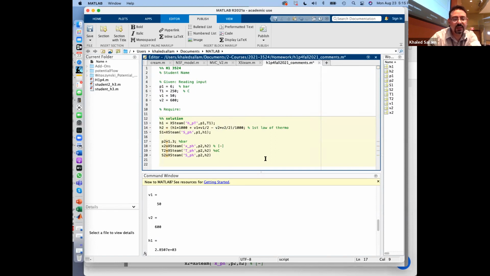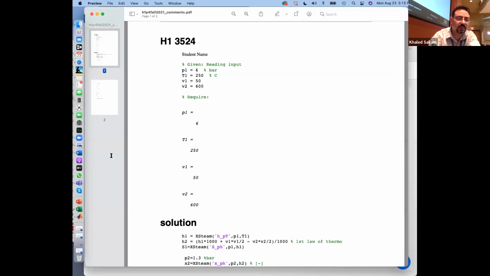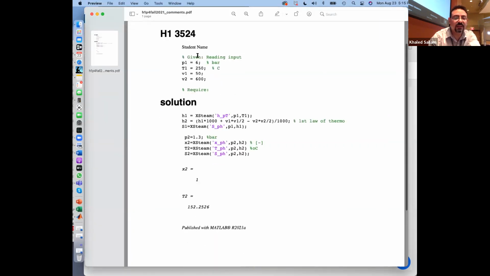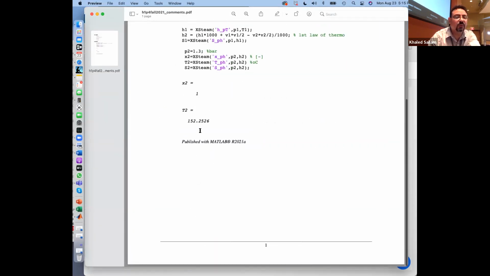So when we do this, and we just want the X2 and the T2, right? And now we say publish. I mean, we don't have to publish every time. We could just say run. Now look at how neat it is. Here is the code, and here are the two things that we care about, X2 and H and T2. Okay?